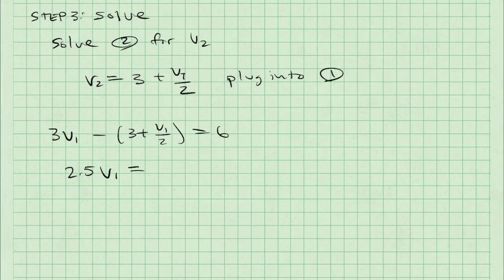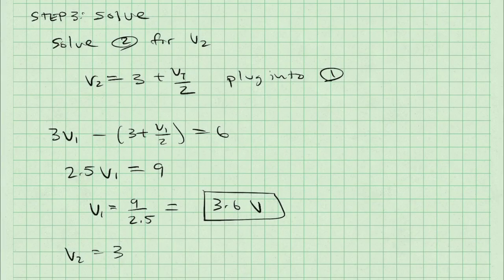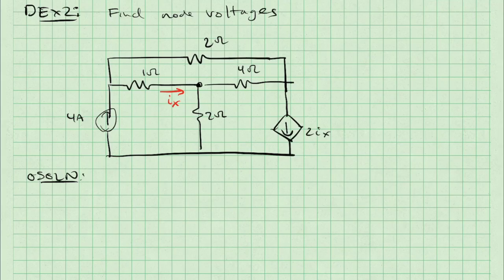Collecting terms together, I find that 2.5 V1 is equal to 9, and so V1 must be equal to 3.6 volts. To find V2, I plug that answer back into my equation above. V2 is equal to 3 plus V1 over 2, where V1 is equal to 3.6, and the result of that calculation is 4.8 volts.